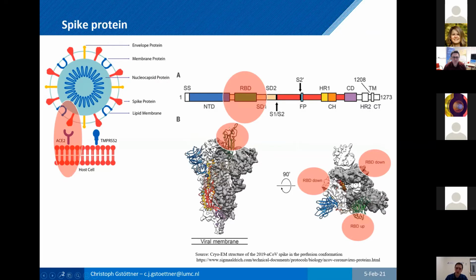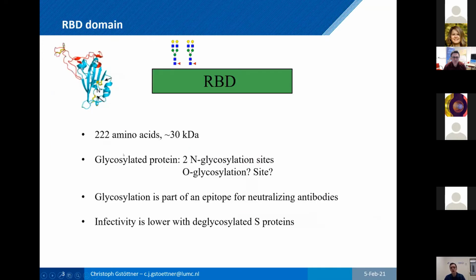And you can see from the side in the model that this is really looking outside of the protein. And this is responsible for the interaction between the ACE2 receptor and the coronavirus. So this is a very important domain of this S protein. If we look in more detail at this domain, you can see that it is 222 amino acids large and roughly 30 kilodaltons heavy.